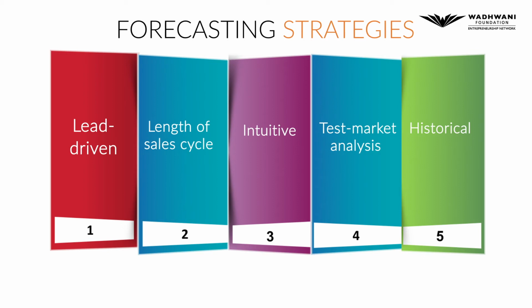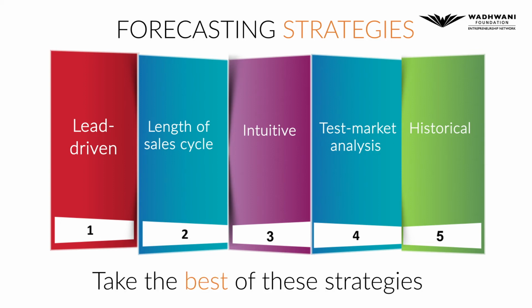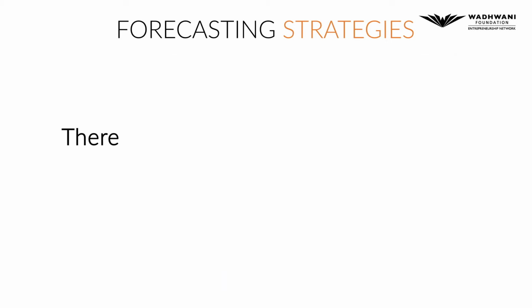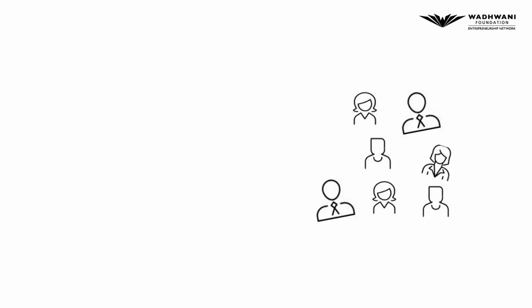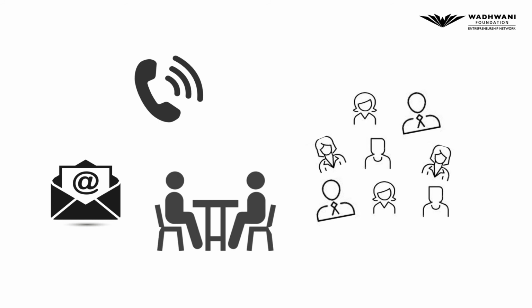Perhaps you can make out by now that each of these forecasting strategies has its own pros and cons. The best approach is to take the best of these strategies for your forecasting. It is important to keep in mind that there is no exact science to forecasting. Now you need to determine how many of your prospects you can reach out to by calls, emails, and meetings.